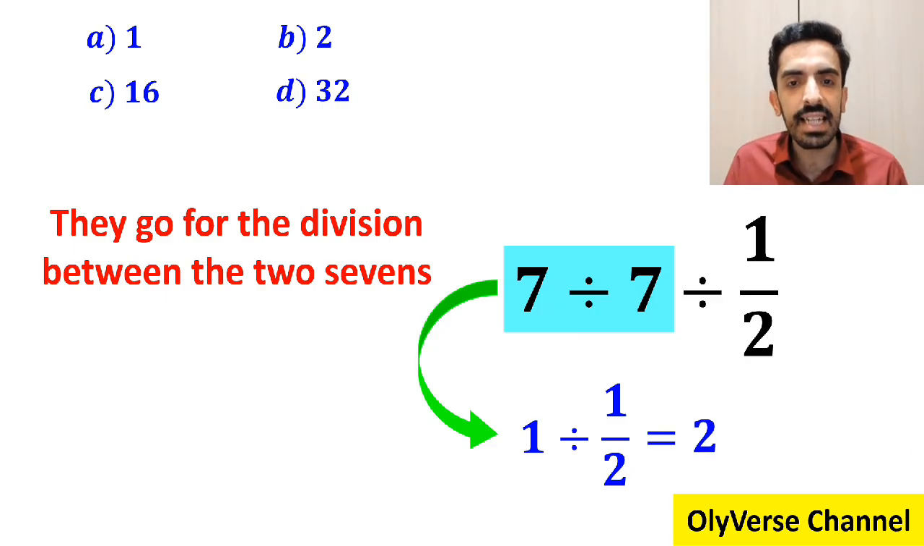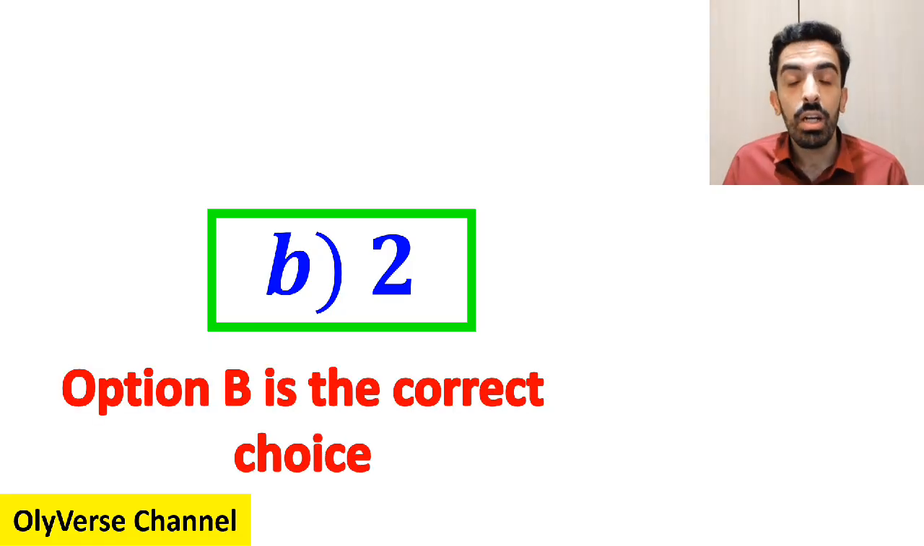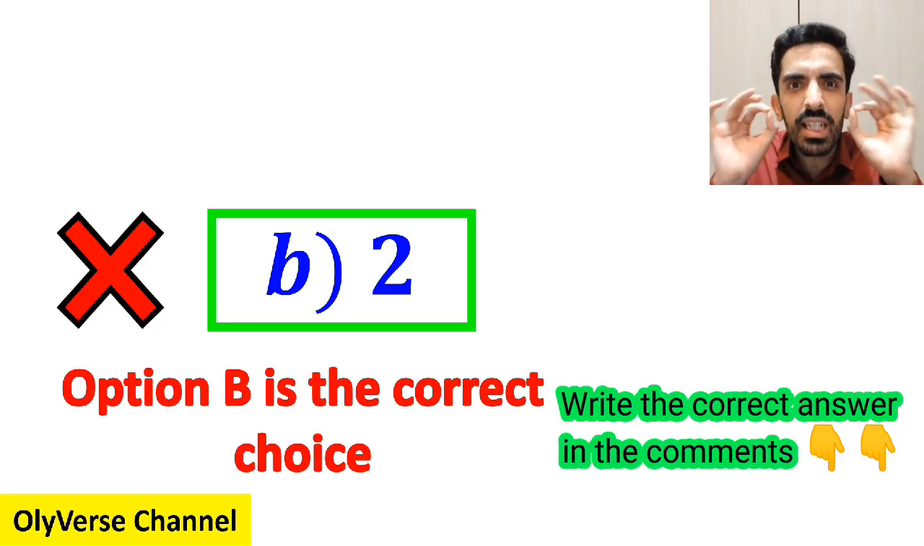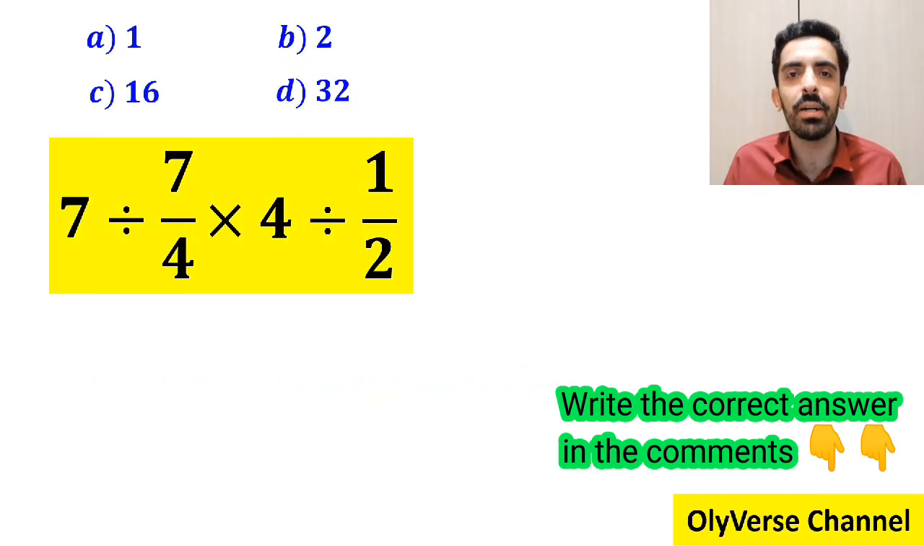And without any hesitation, they claim that option B is the correct choice. But this answer is absolutely wrong. Now let me show you how to solve this expression properly.